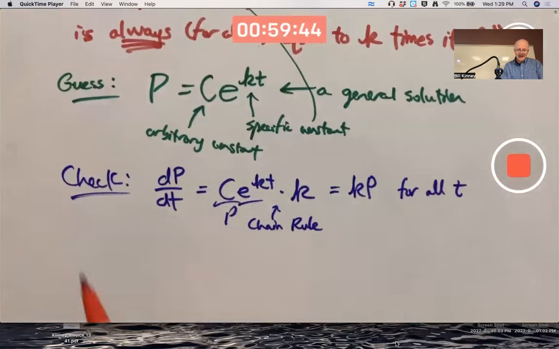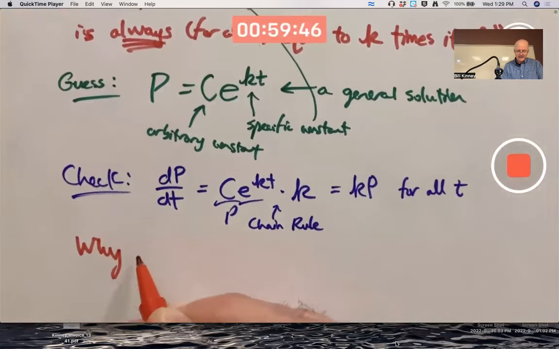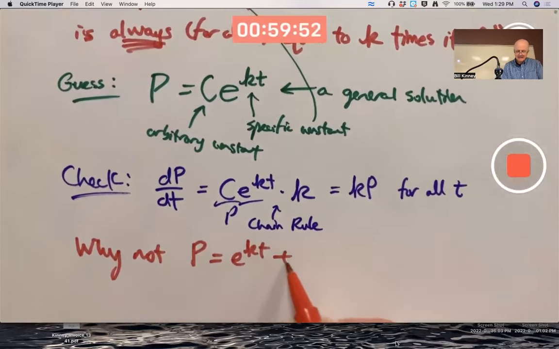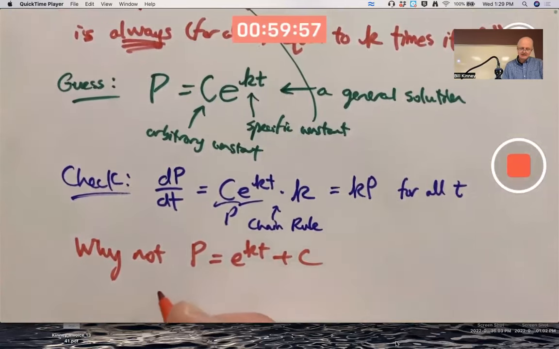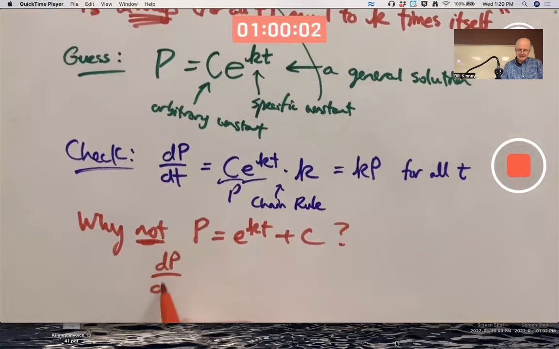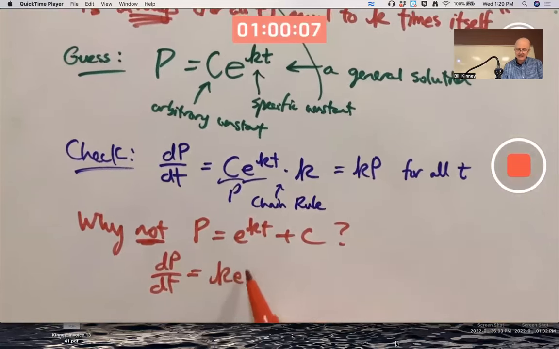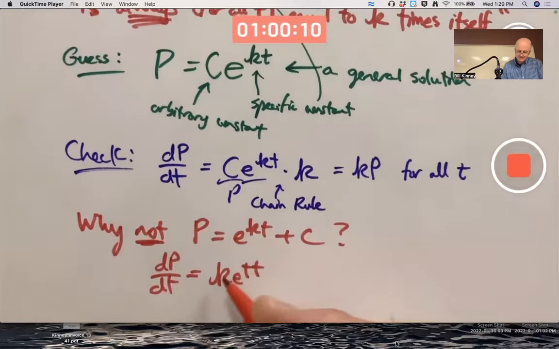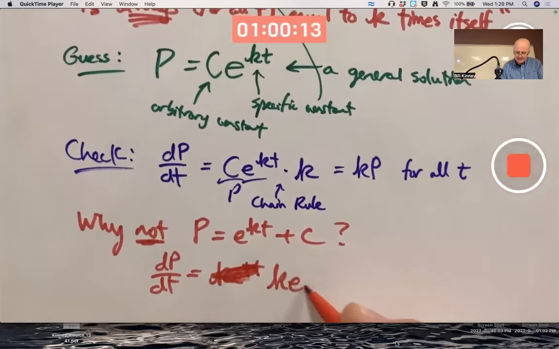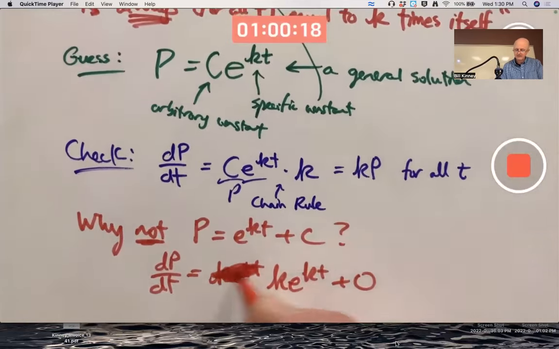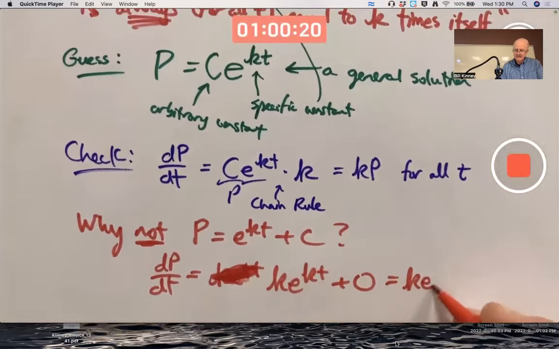You might wonder, why not p equals e to the kt plus c? The reason is because if you check it, it won't work. Why not that? dp dt, if you differentiate this, is k times e to the kt plus 0. The derivative of c is 0. In other words, it's k times e to the kt.